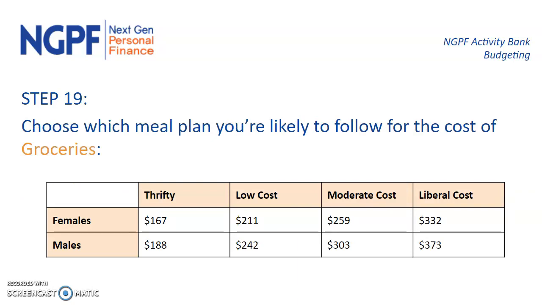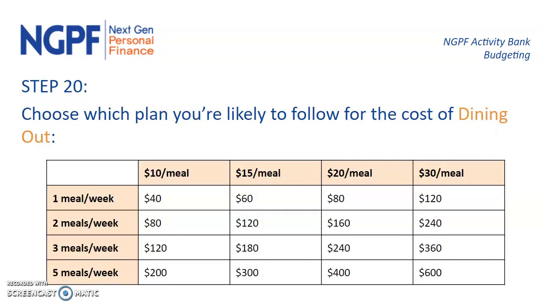You're going to choose which meal plan you're likely to follow for the cost of groceries. So are you thrifty, low cost, moderate cost, liberal cost? Remember, eating healthier sometimes is more expensive. So where are you going to be in the cost for groceries?